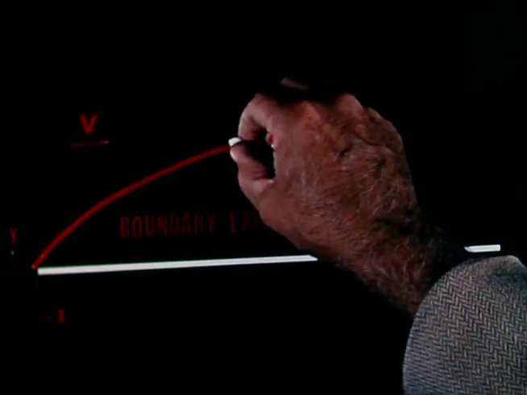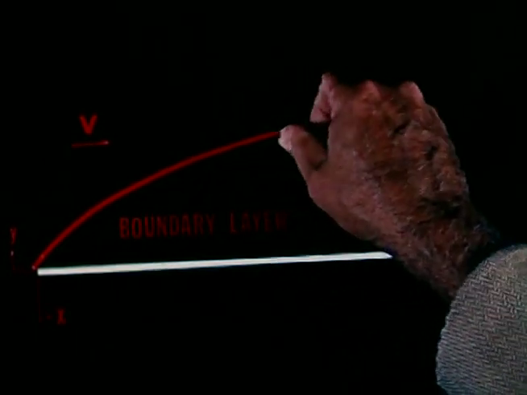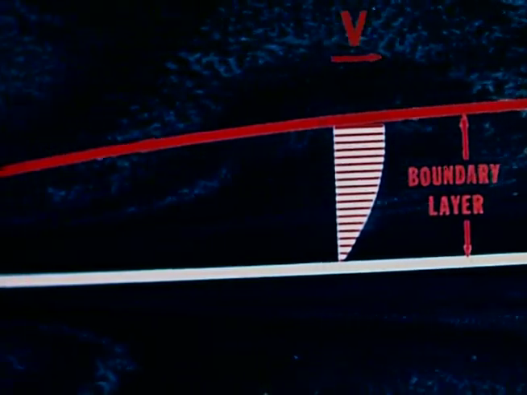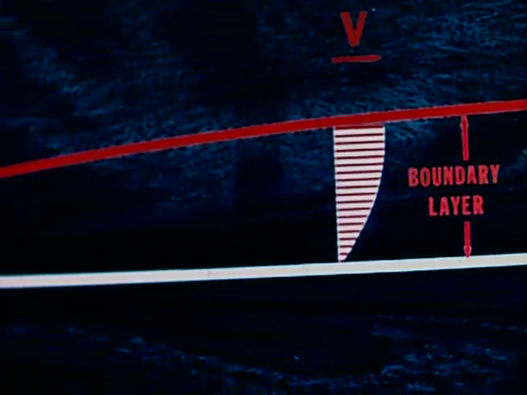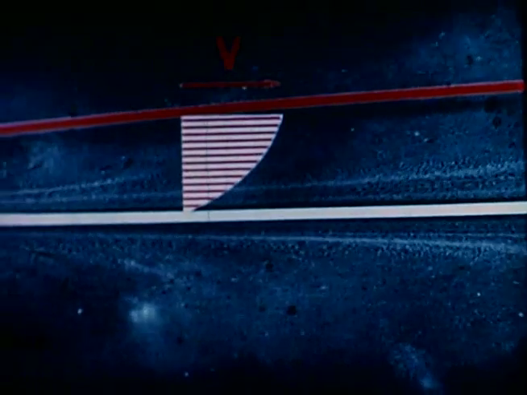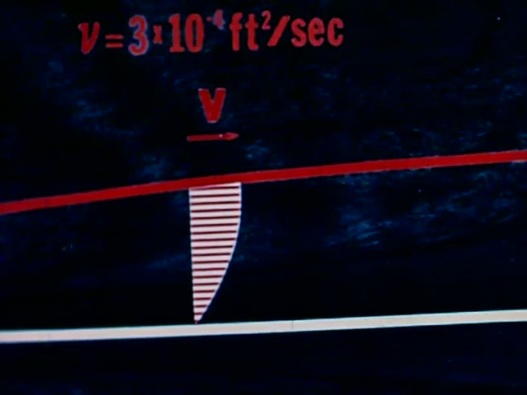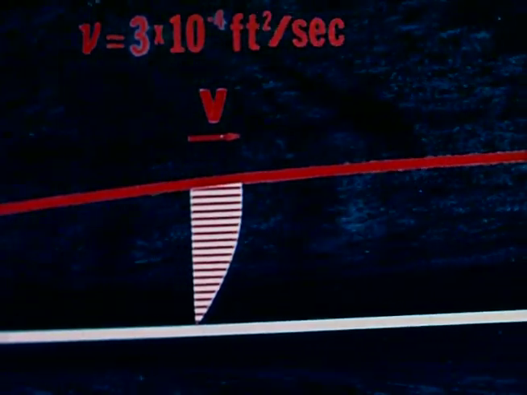The boundary layer grows thicker with distance from the leading edge. The growth rate is not linear, however. The boundary layer becomes thinner if the velocity is increased. If the viscosity is decreased, if the density is increased, or if their ratio, the kinematic viscosity, is decreased, the boundary layer also becomes thinner.